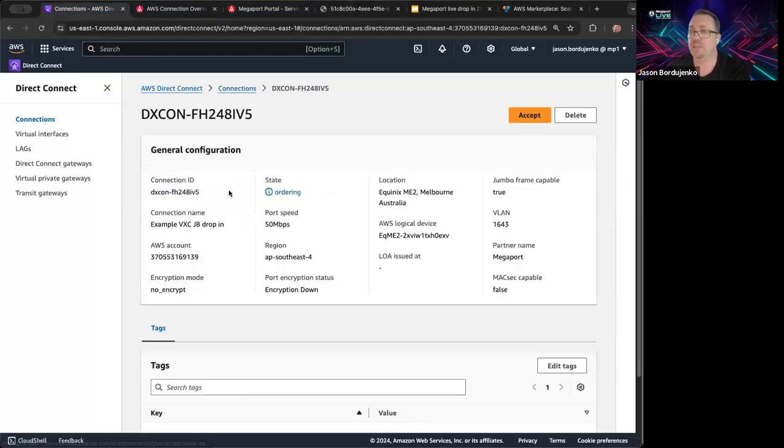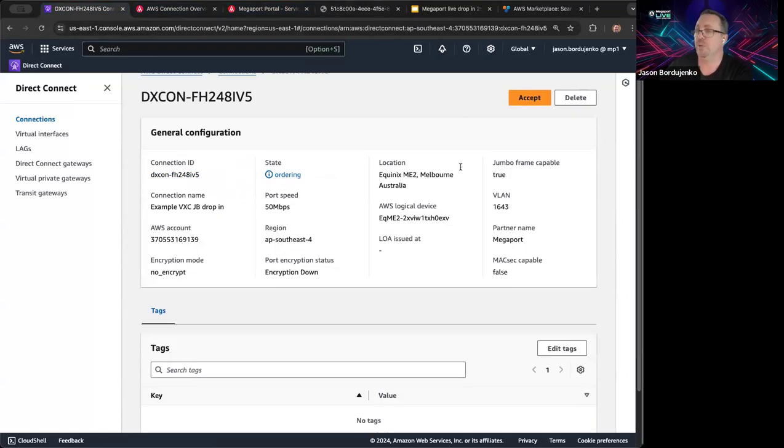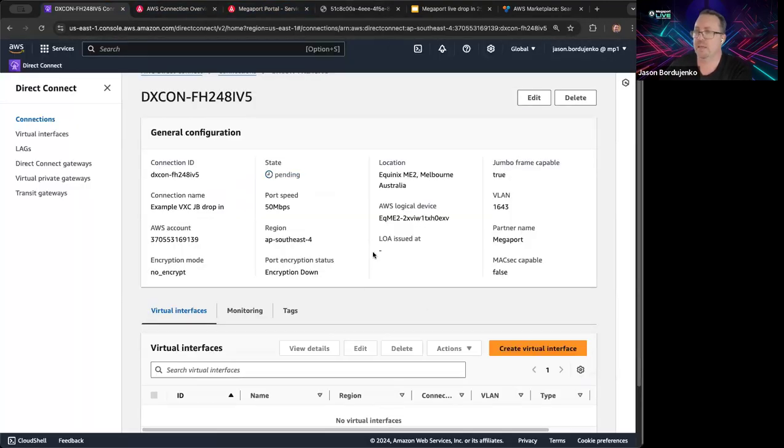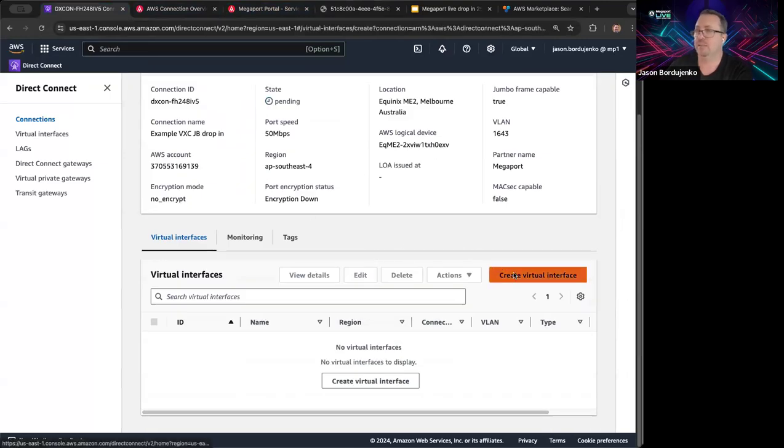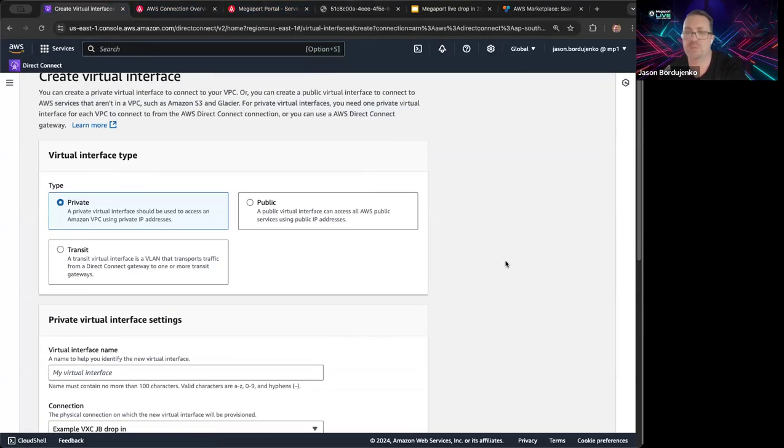And just as I've been talking, that service has actually come through, and we can see that this is handed off now all the way from Sydney into Melbourne. And myself as a customer would simply say, yes, I want to accept that, and then build one of those three types that we spoke about of virtual interface. A private, a public, or a transit virtual interface can be built in that screen.